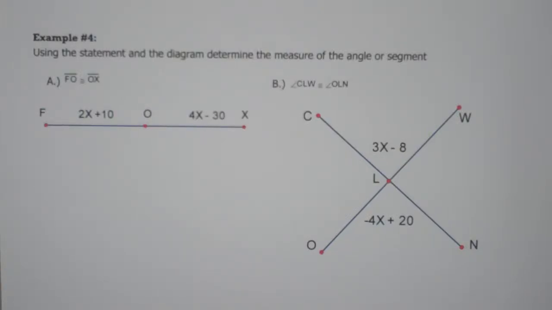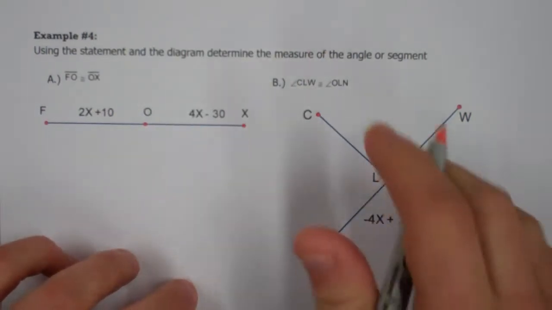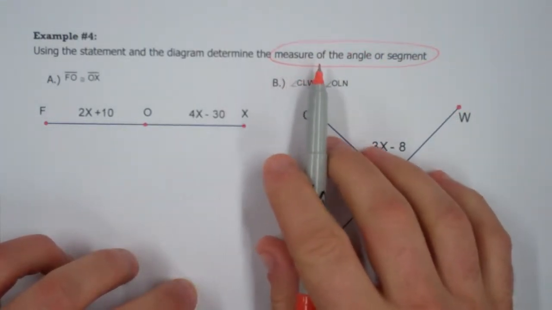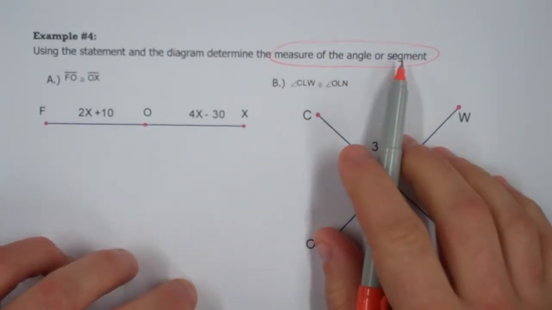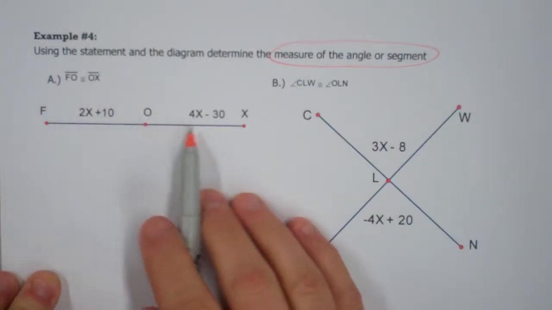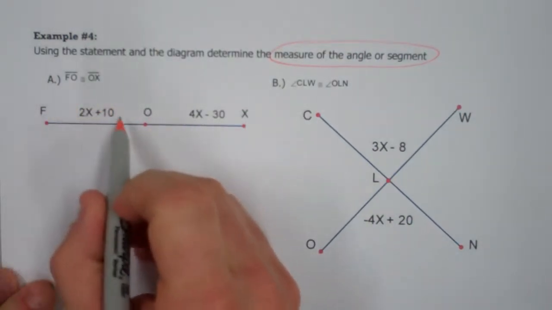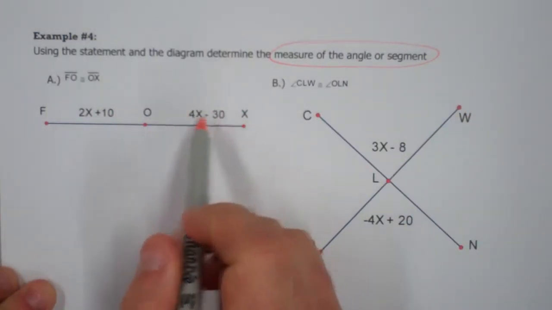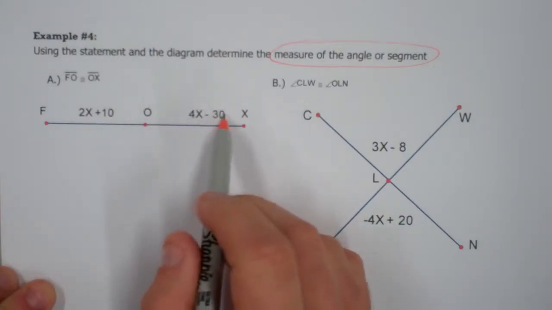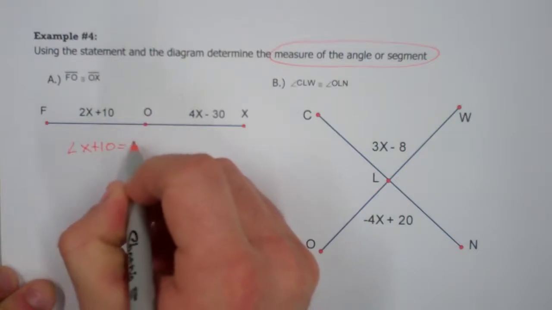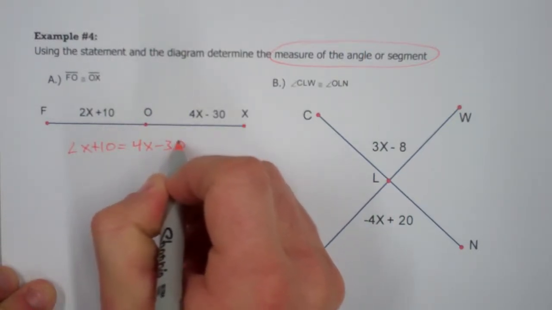In example 4, we'll use the statement and the diagram to determine the measure of the angle or segment. So here we have to do more than just find x. We need to find the measure of the angle or segment. We're given that FO is congruent to OX. So that means their measures are equal. So 2x plus 10 is equal to 4x minus 30.